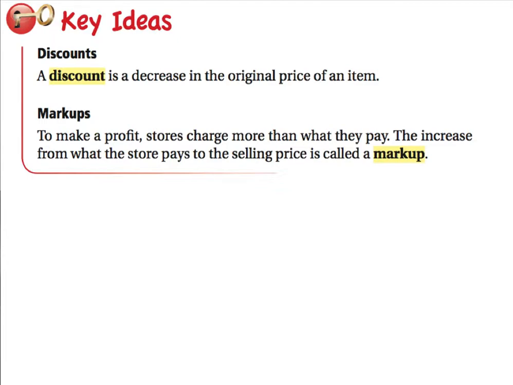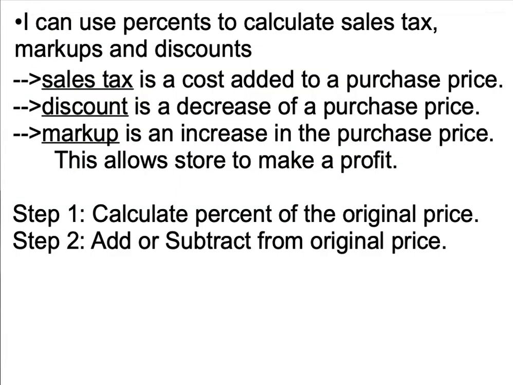A discount is a decrease in the original price of an item, as we saw there. And there you calculate the percent, then you subtract it off. Markup. To make a profit, stores charge more than what they pay. The increase from what the store pays to the selling price is called a markup. Markup's kind of like the opposite of a discount. You'd find the percent and then add it to the price rather than subtract.